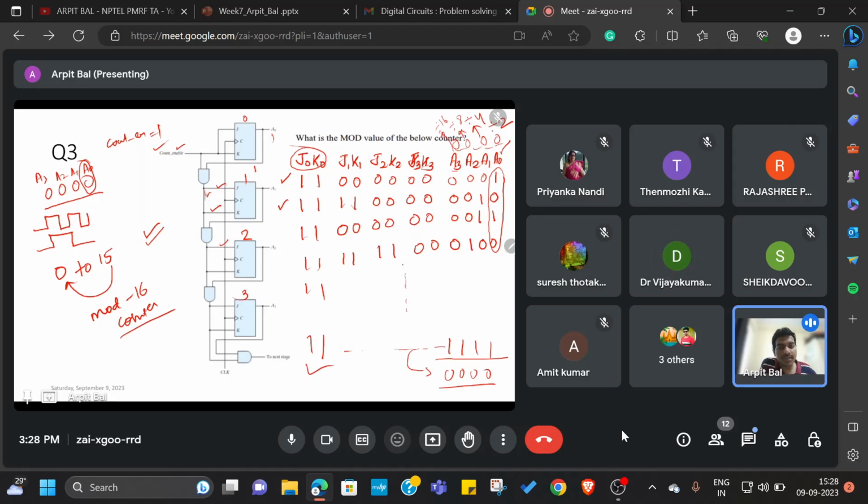This is a real life application of a counter. Whatever we solve, we must try to realize where it is going to fit in the big picture. This is just one of the applications of a counter. You can implement a frequency divider using a counter by taking these respective outputs. I hope this point is clear.